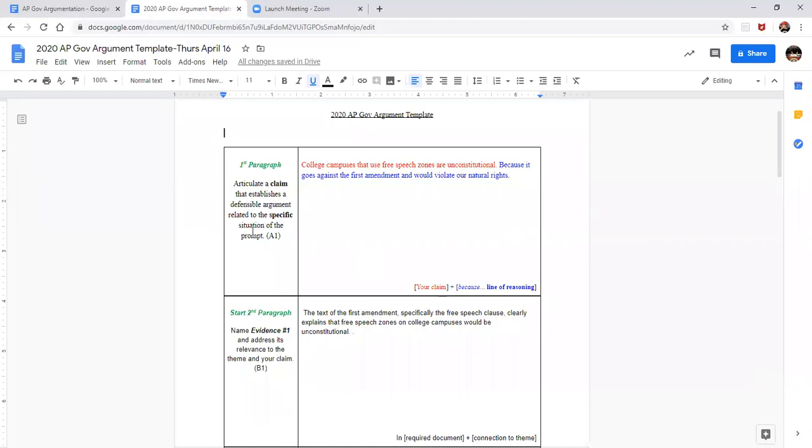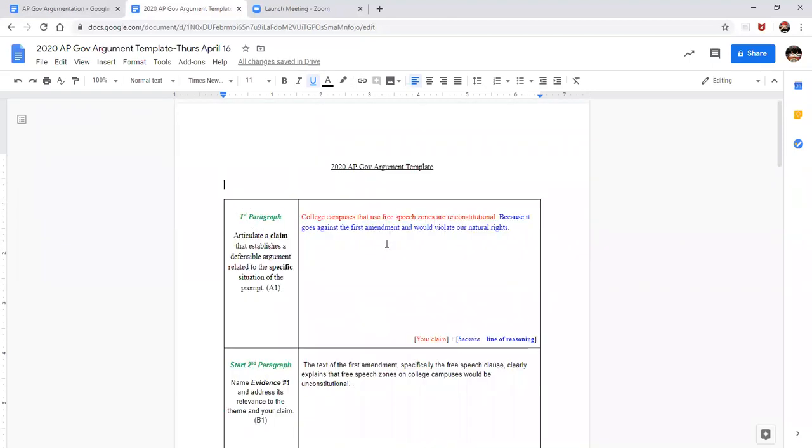So the first paragraph right here is going to be my thesis statement, okay? First paragraph: articulate a claim that establishes a defensible argument related to the specific situation of the prompt. It kind of has the equation down here, like what do I need to have? And I color coded it for you right here. You need to have a claim and a line of reasoning, okay? And remember, we're shooting for 2 points in our line of reasoning. We only have 25 minutes, so it'd be difficult to have more than 2, and obviously we have to have 2 points to get all of our points in our essay.